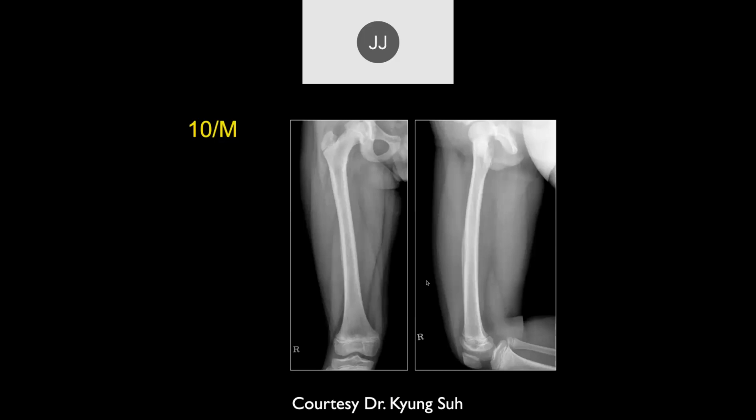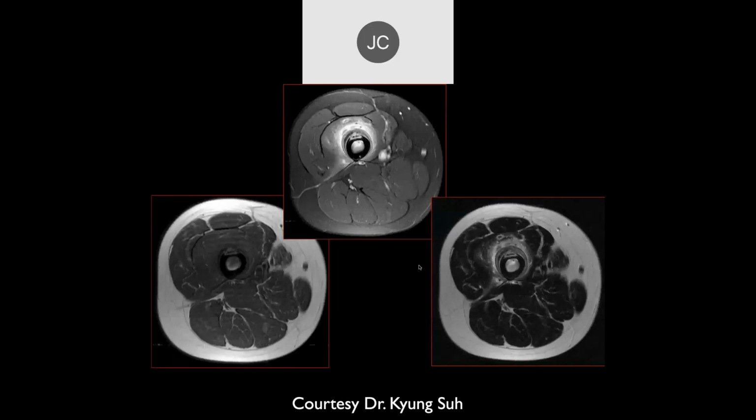All right, 10-year-old male. So some radiographs of the right femur. I don't see an obvious abnormality. Oh, so there's a periosteal reaction along the mid diaphysis. Here's the MR scan in that area. So periosteal edema thickening with soft tissue edema as well.